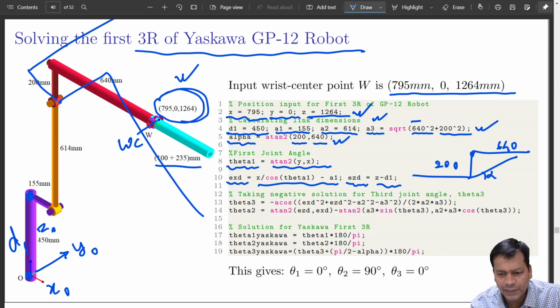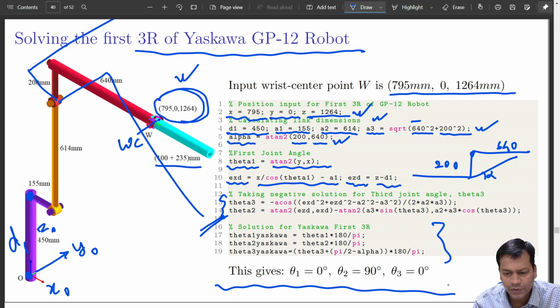So I am eliminating the elbow up solution here, and that is, only the negative sign of theta 3 is what I have considered, because a physical robot cannot go that way. So theta 3 and theta 2 can be calculated, and for Yaskawa I get something like this: theta 1 is 0, theta 2 is 90, that is this.